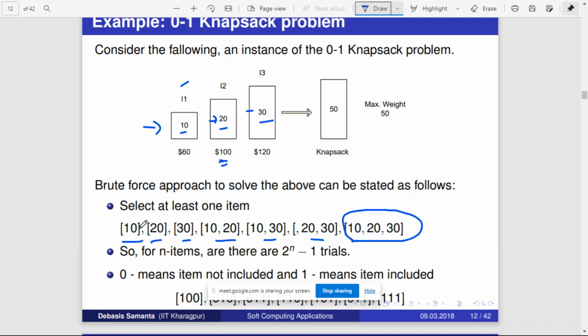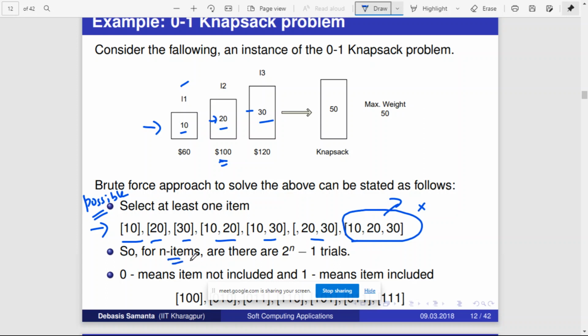All these are the possible solutions, but some of the solutions are feasible, some are not feasible. Feasible in the sense that this solution does not satisfy the constraint, because the constraint says the knapsack should not exceed 50 kg, but if you apply this solution, it will exceed 50 kg. So practically this cannot be considered, but mathematically speaking, this is one of the options.